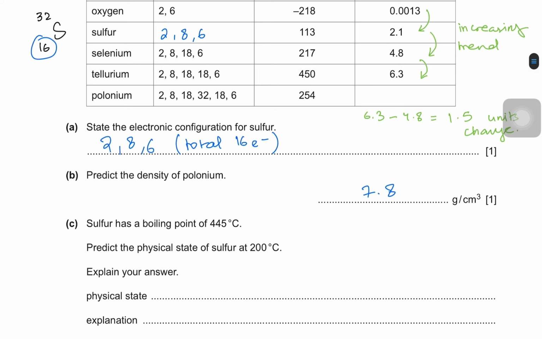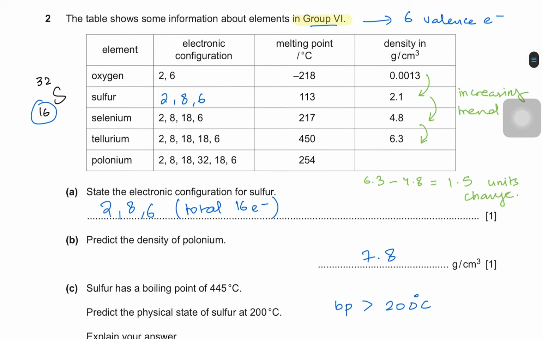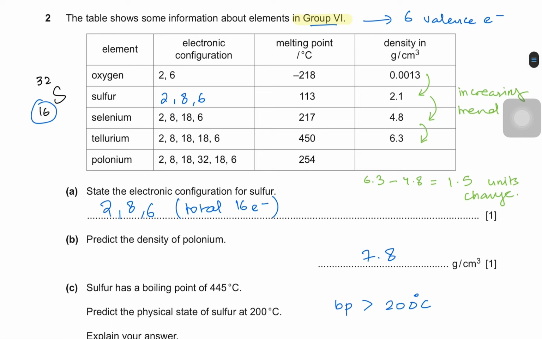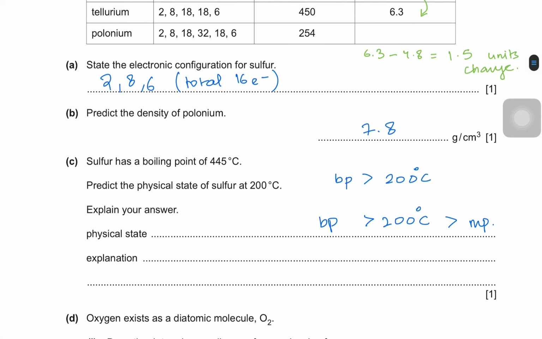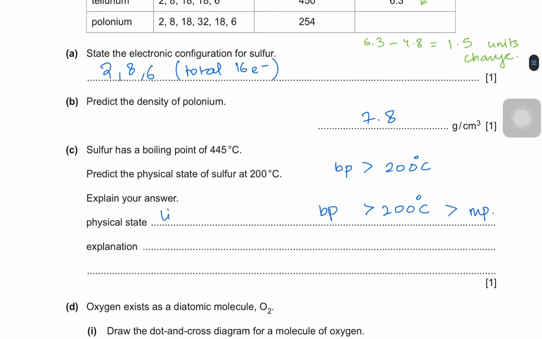Sulfur has a boiling point of 445 degrees Celsius. Predict the physical state of sulfur at 200 degrees Celsius. One thing is very clear, the boiling point is more than 200 degrees Celsius. So it is definitely not a gas. But still, let's look for it. When you go for the melting point, you can see the melting point for sulfur is 113. So 200 degrees is more than the melting point but less than the boiling point. So the prediction of state turns out to be liquid. It's a liquid.